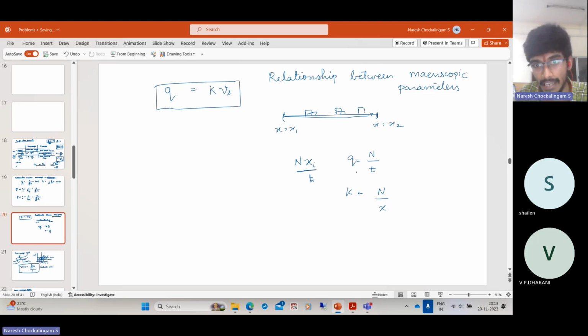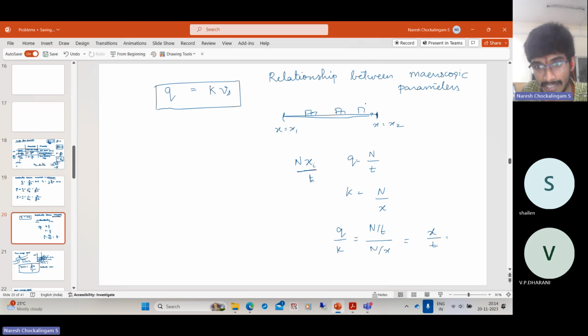Now, if you take the ratio of q to k, so if you take q by k, what is it equal to? It is n by t divided by n by x. This is nothing but x by t. But what is x by t? Here t is the total time taken by the n vehicles in the stretch to cross this point. So that is the total time of travel of all vehicles.